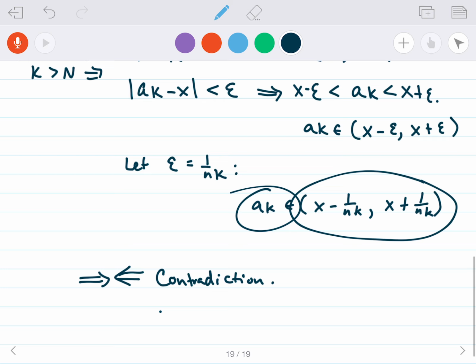Therefore, our set S is closed. All right, and as I mentioned, if you want to see the backward direction, that's going to be pages 161 through 162 in the Cummings textbook.